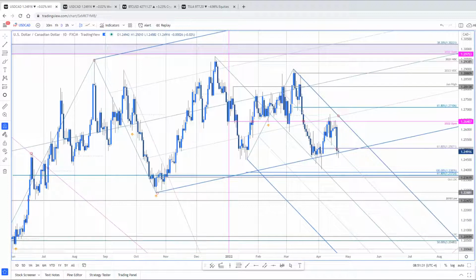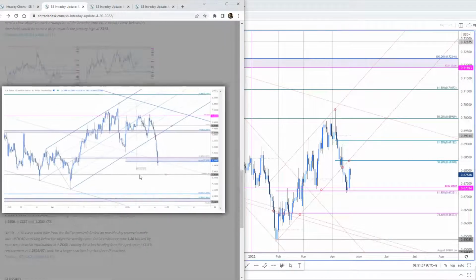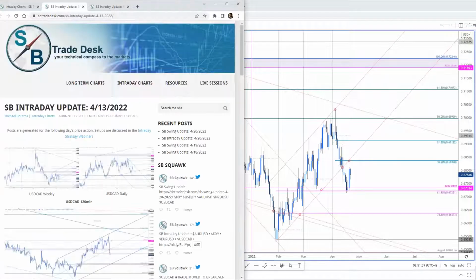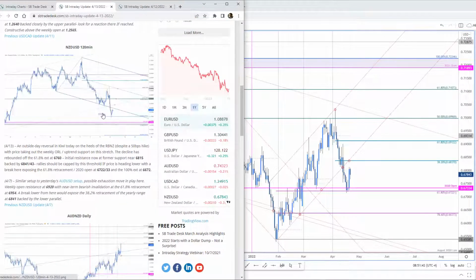All right, number 5, Kiwi dollar. Haven't gotten involved myself on this one, but I have been following it with you guys on the intraday pages, and I want to give you an update on where this trade's been going. Here's our last update on Kiwi dollar back on the 13th.